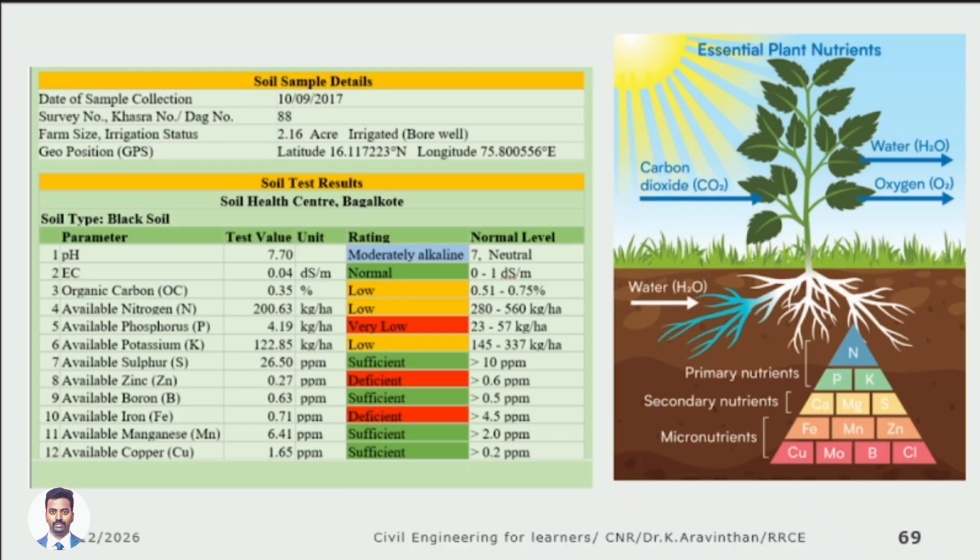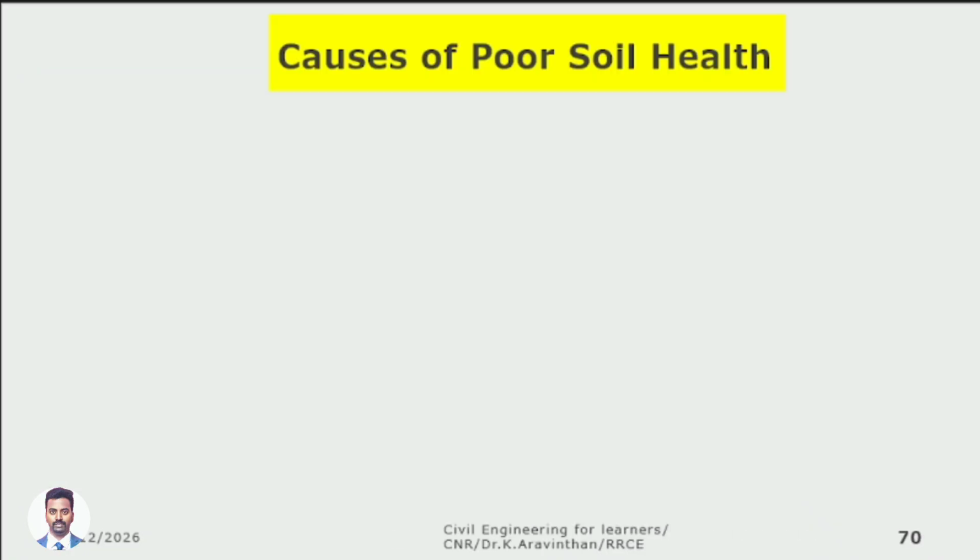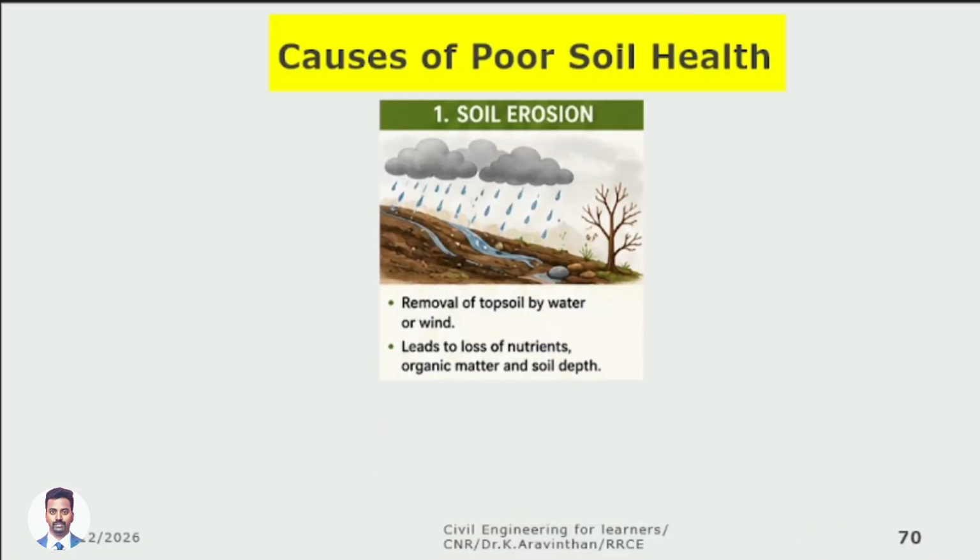If they are not there, then what is this soil called? Degraded soil. I told you that in India you have degraded soil. These things are not there. Do you understand? You can make a soil into a rich soil by adding this minimum content. Now, causes of poor soil health. Sir, who degrades the soil?